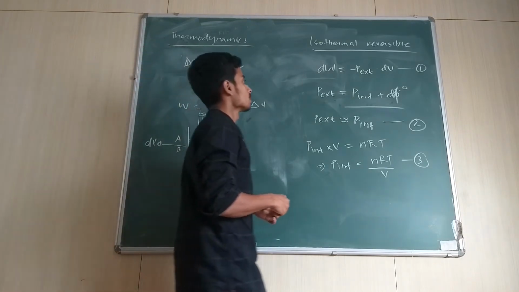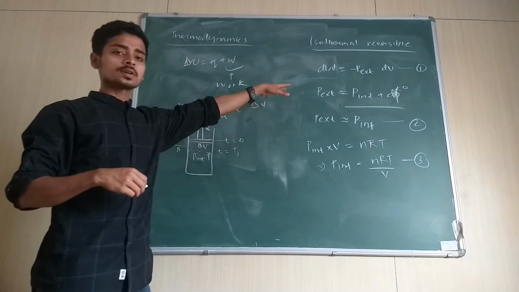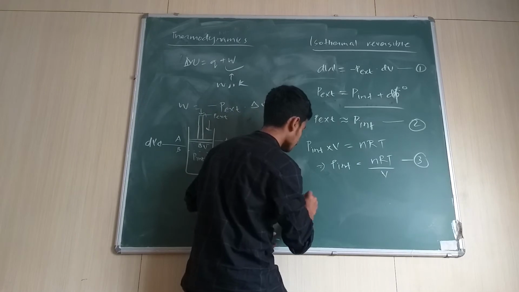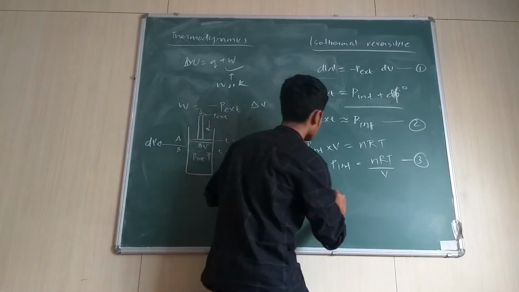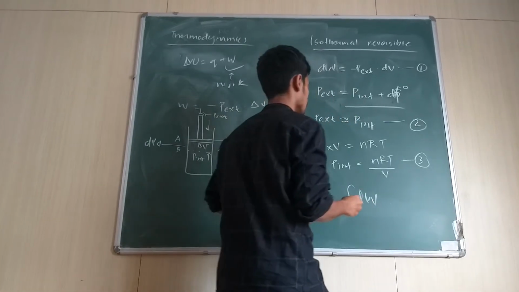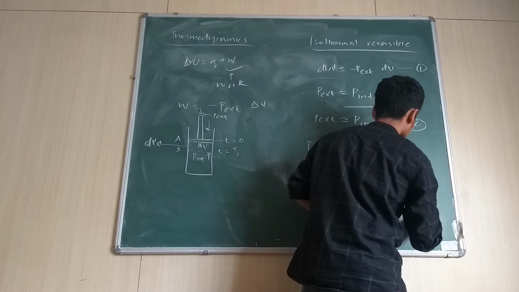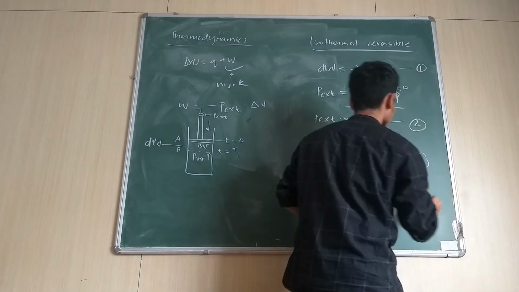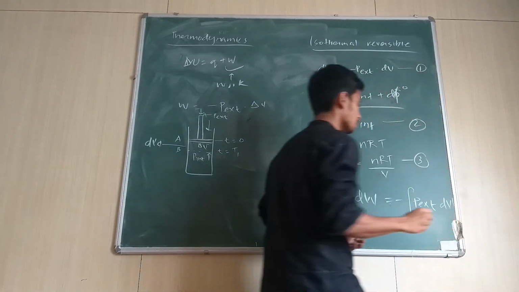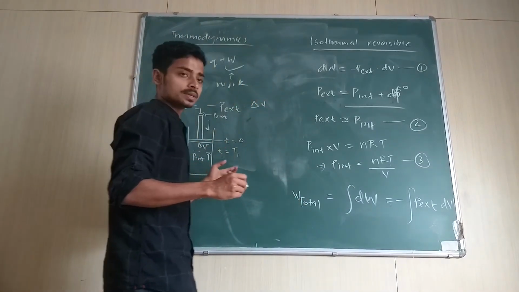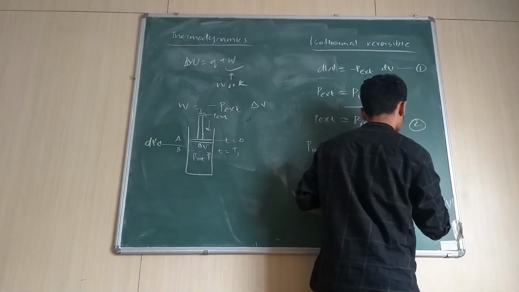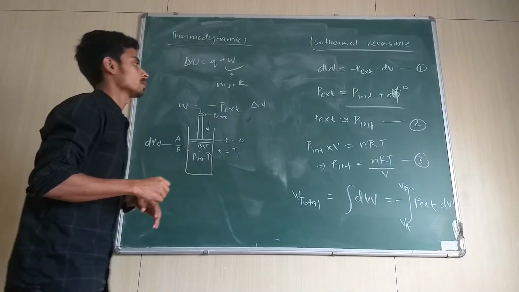Now if we integrate our first equation, we will get the total work done. So we write total work done W total is equal to integration of dW, equal to minus of P external into dV. Now the limits will be VA and VB.